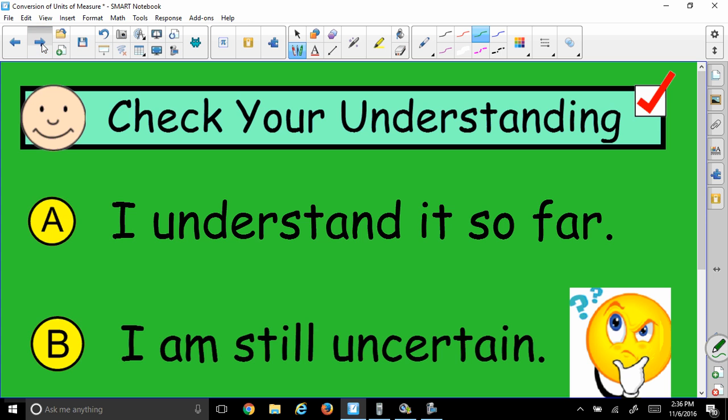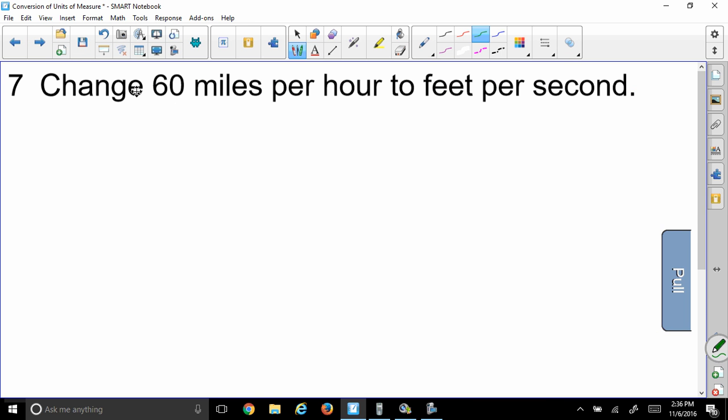And here's one more for you. Change 60 miles per hour to feet per second. So remember, use your chart. Go back and take a look at the chart, see what you know about miles and hours, and you go into feet per second. So take your time, go slow, write your questions.